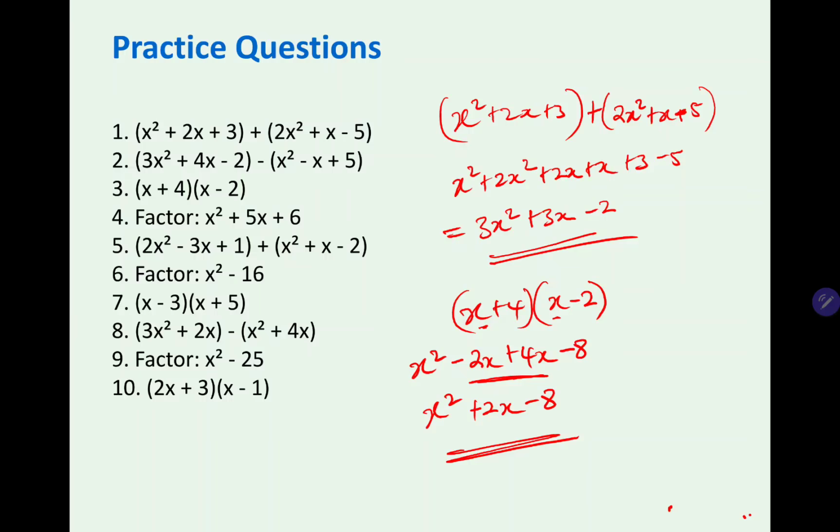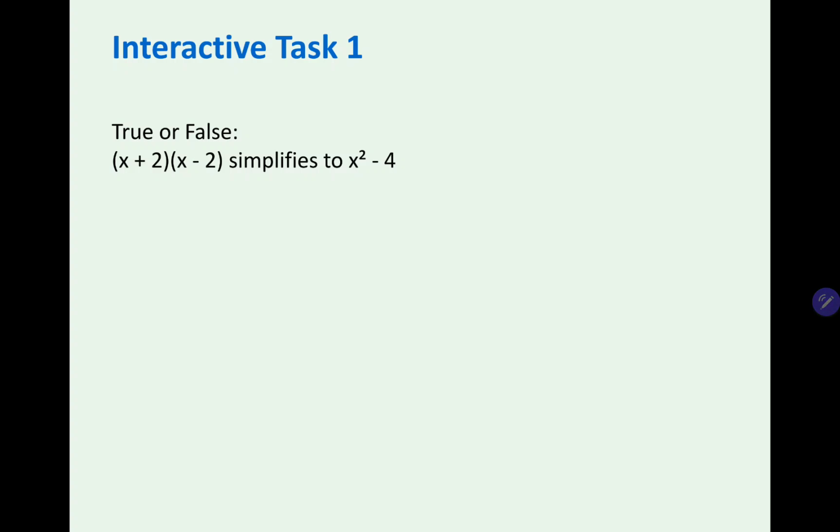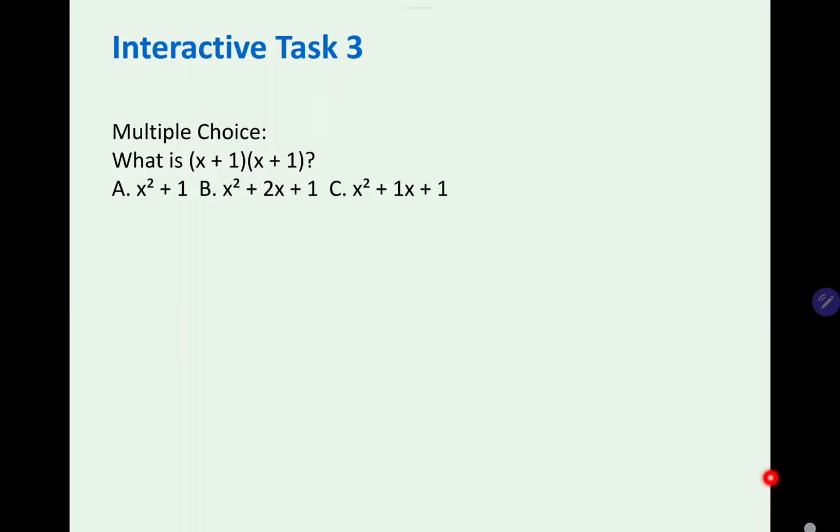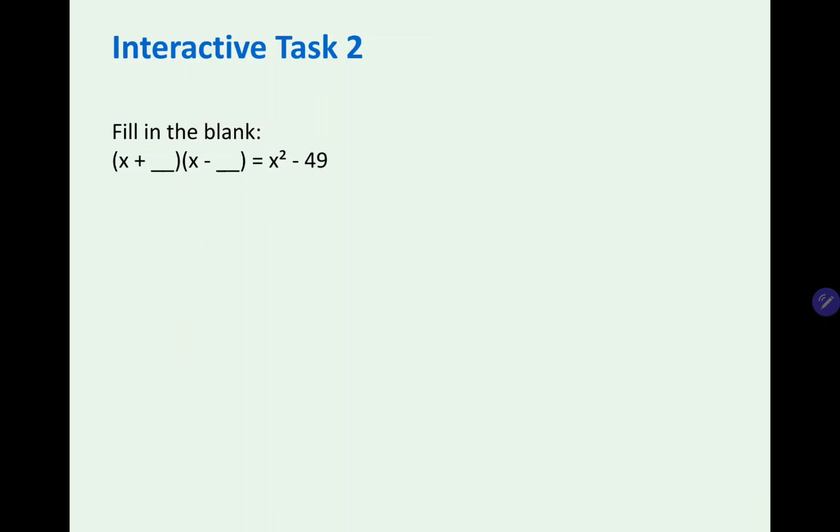All right. So we look at our interactive task. This is a true or false question. x plus 2 multiplied by x minus 2 simplifies to x squared minus 4. This is a perfect square. So if you've been following us, you should know what this is right from our classes on factorization. Okay, is it true or false? Interactive task. Remember, you can pause this video at any time to copy your questions, attempt them and solve.